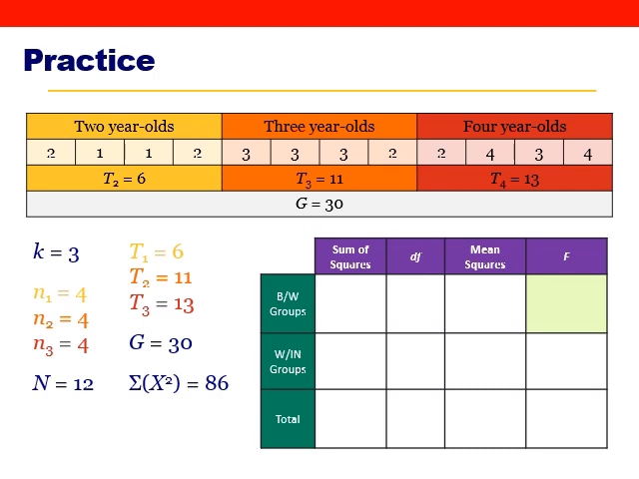Now that we have all of these numbers, use the formulas from a few slides ago to start filling in the source table. Remember to start with the total sum of squares at the bottom left and the between group sum of squares at the top left.